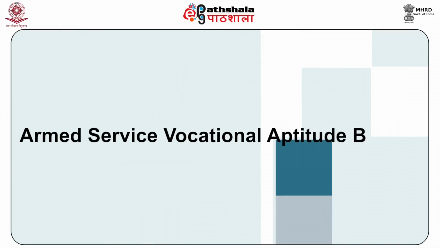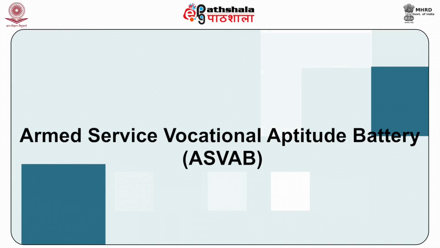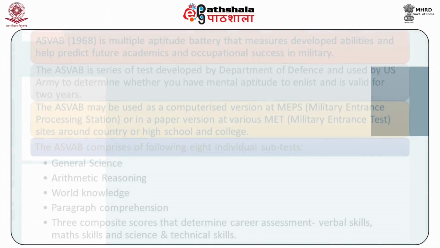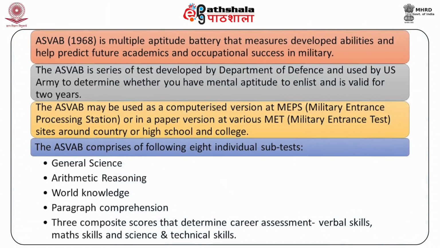Armed Services Vocational Aptitude Battery, or the ASVAB. The ASVAB is a multiple aptitude battery that measures developed abilities and helps predict future academic and occupational success in the military. The ASVAB is a series of tests developed by the Department of Defense and used by the US Army to determine whether you have the mental aptitude to enlist and is valid for 2 years.